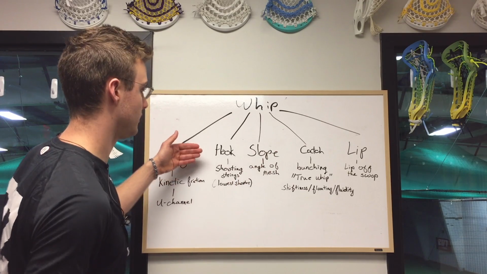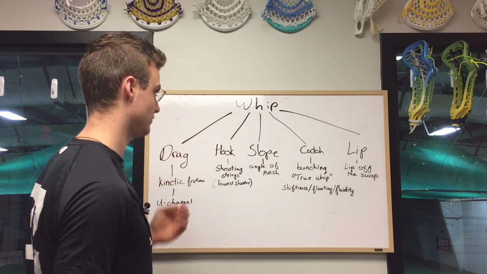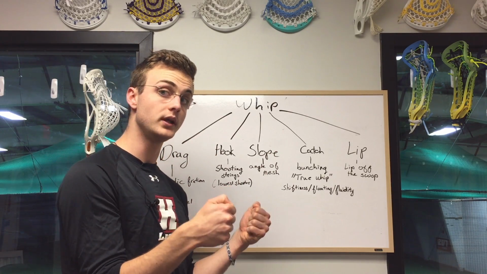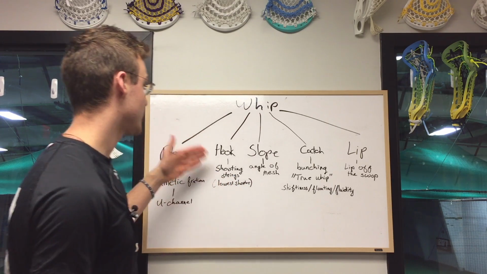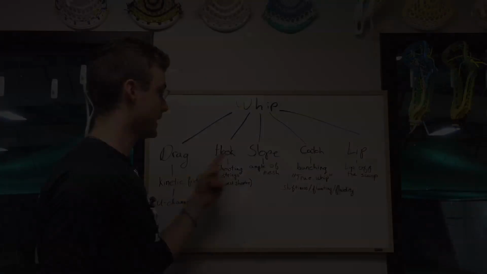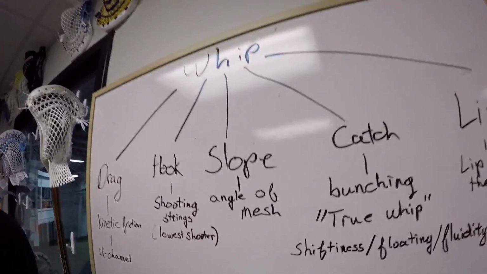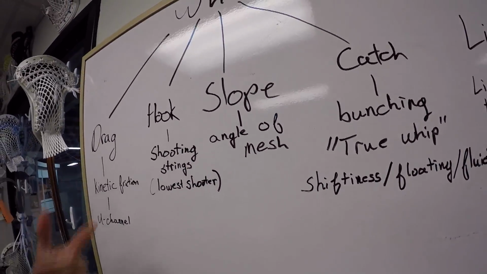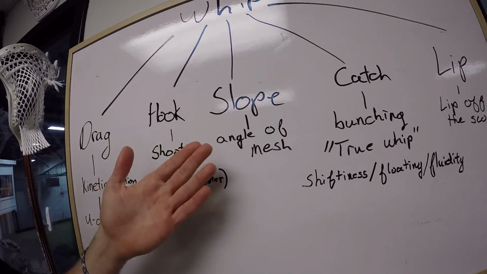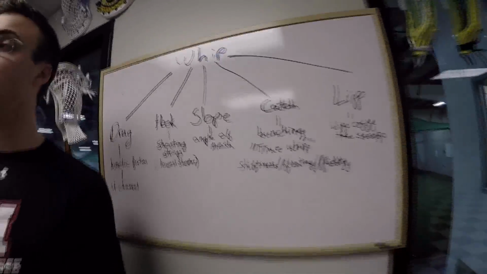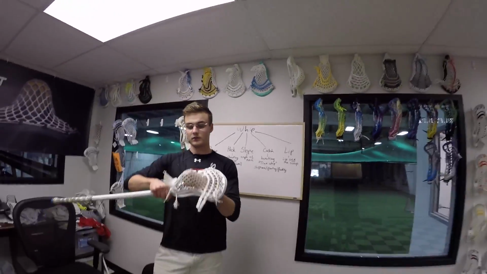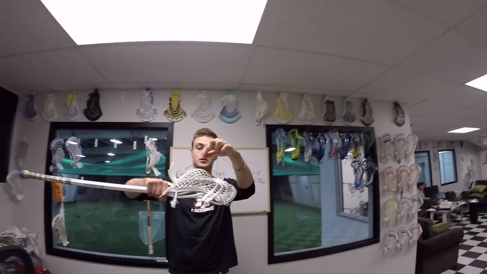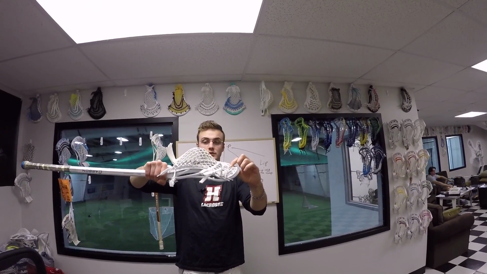So if you're trying to vary the level of hook you have and do a small tweak to make maybe a passing stick into more of a shooting stick, that's where you would look to. The next idea is slope, and this is another thing that we've mentioned a few times before. And so the slope is the angle of the mesh from the highest point of the pocket, the apex of the pocket, to the shooting string.